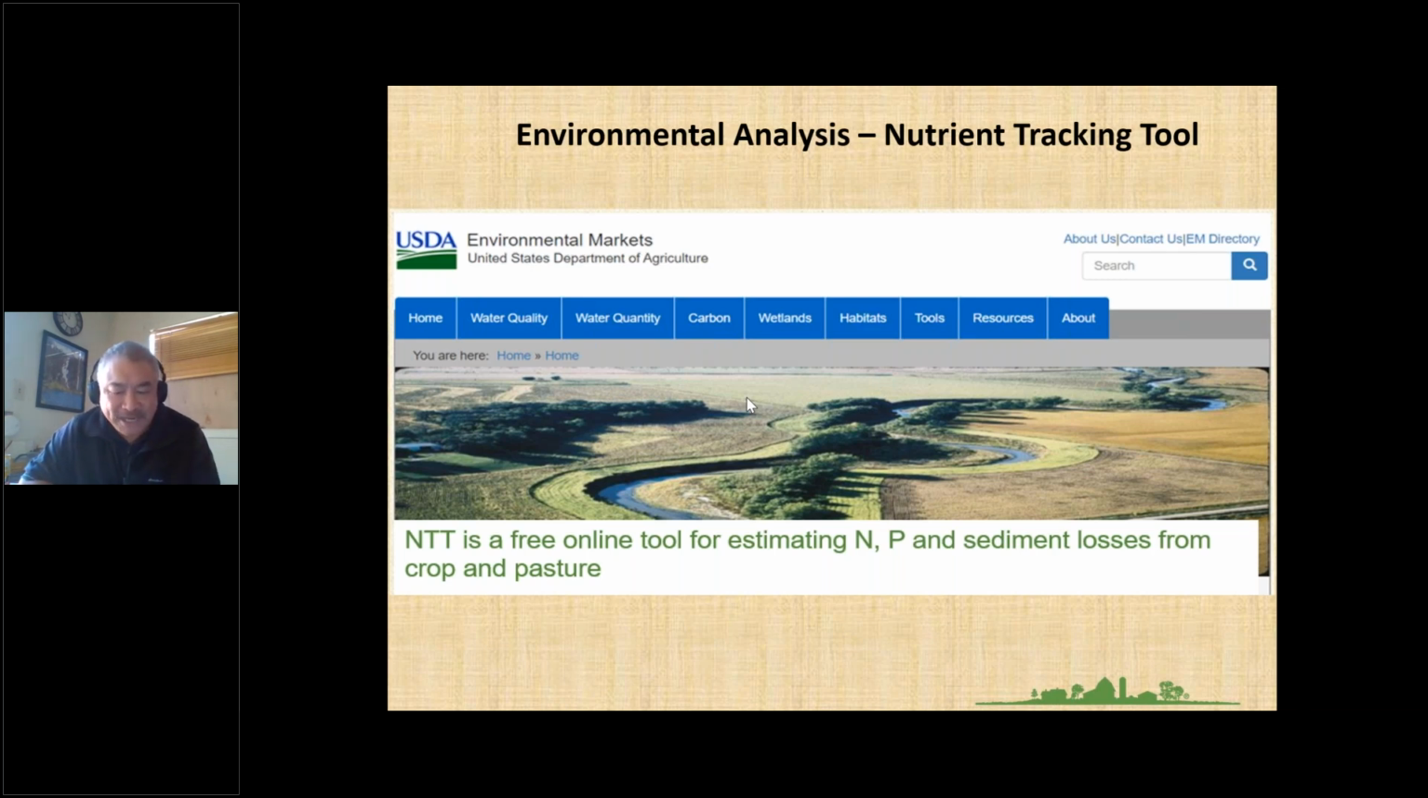This is the home page of USDA's nutrient tracking tool. It is a straightforward, simple to use program. So we encourage folks in the ag community and growers to open the program up and experiment with the farm inputs.